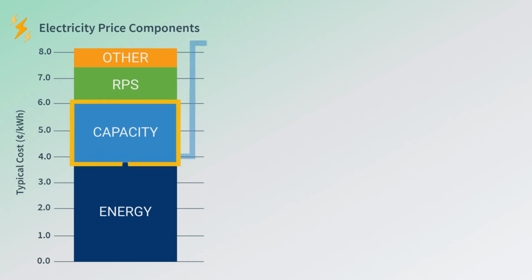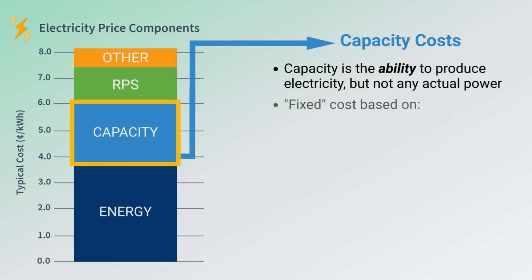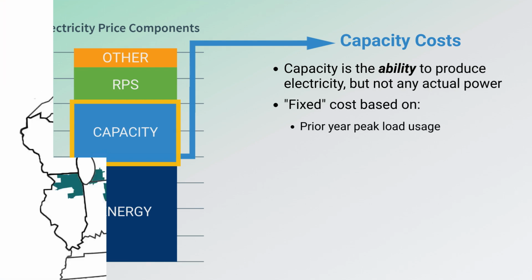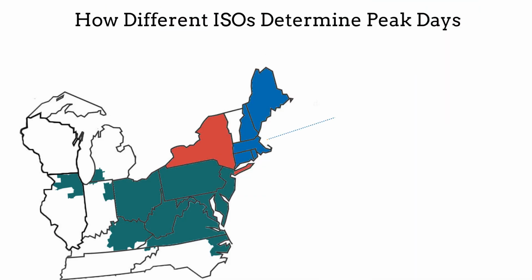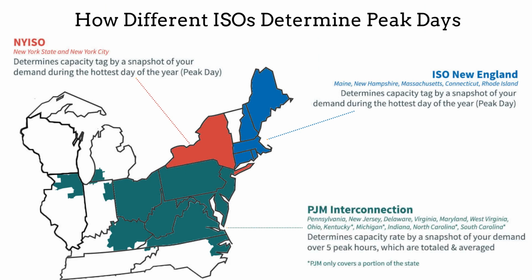The next component is capacity costs. Now, capacity is the ability to produce electricity, but not any actual power itself. It's a fixed cost based on how much electricity you use during last year's peak load. A little difference: New England and New York look at one day, whereas in the PJM area, whether you're in Pennsylvania, New Jersey, Ohio, wherever, it's based on 5 days. But similar concept. How much you contribute to the peak is how much you have to buy, and there's a capacity price component that's market driven.